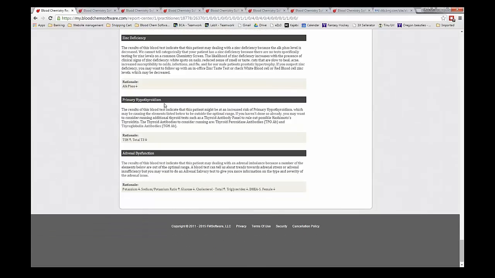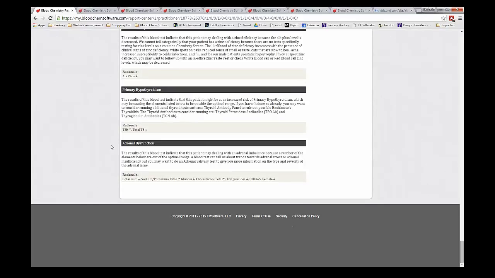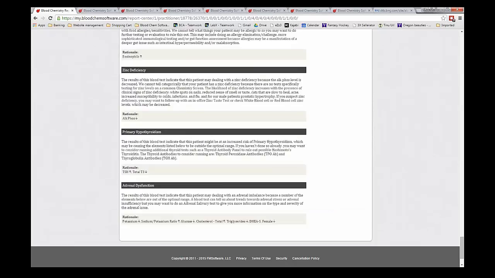Primary hypothyroidism, yeah, the high TSH, low total T3, definitely something to pay attention to, but it wasn't super elevated, so I'm not necessarily worried about jumping straight to do thyroid antibody panels. That's just me. If it was you and you felt like you wanted to do that, then go ahead. I actually think that the adrenal stress is probably having a strong impact on the thyroid itself. And this is the adrenal dysfunction. This is where it talks about doing the adrenal salivary test.